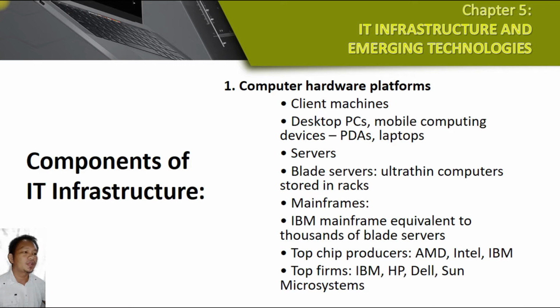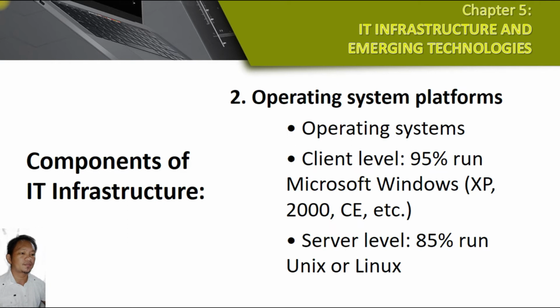1. Computer hardware platforms. Client machines, desktop PCs, mobile computing devices like PDAs and laptops. You have servers, blade servers, ultra-thin computers stored in racks, mainframe, IBM mainframe equivalent to thousands of blade servers, top chip producers, the AMD, the Intel, IBM, top firms IBM, HP, Dell, Sun Microsystems.